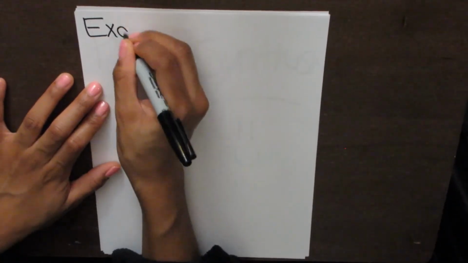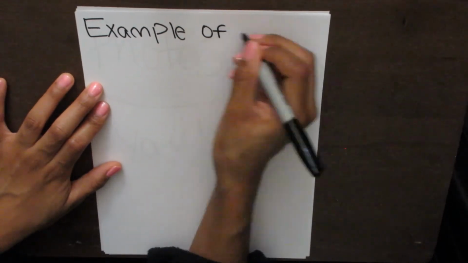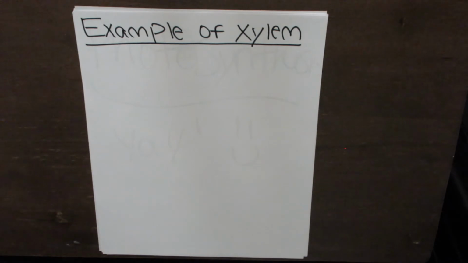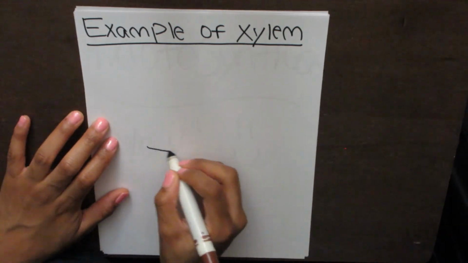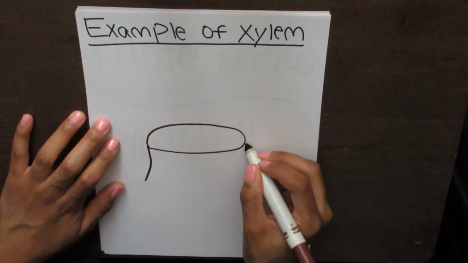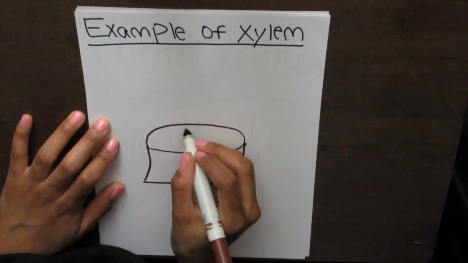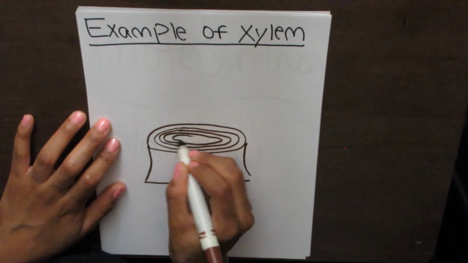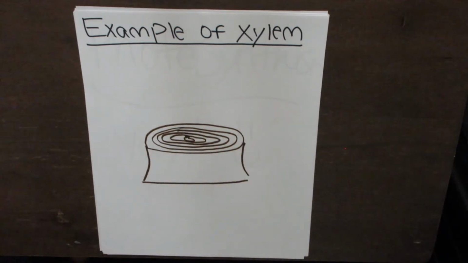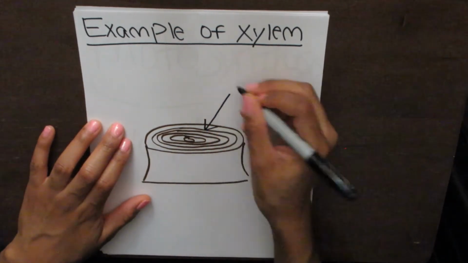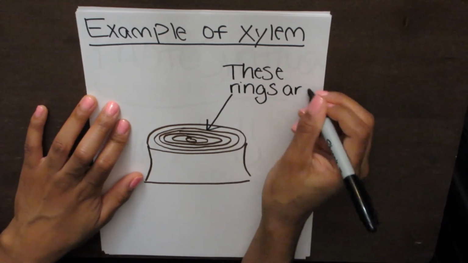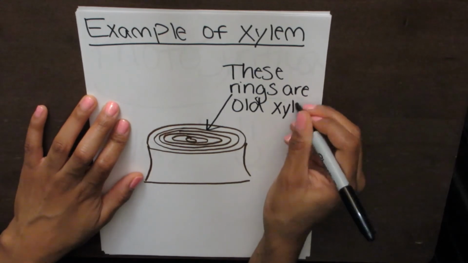So an example of xylem in the real world that you guys don't really think about actually relates to trees. So I'm going to go ahead and start off by drawing a tree stump on my page. When you cut a tree, you see all of these rings in the wood. Well, the fun fact is that all of those rings are just old xylem. So when you cut a tree and you see all those rings in the wood, that's actually old xylem that you're seeing. So that's something that you can actually see, and that's pretty cool.